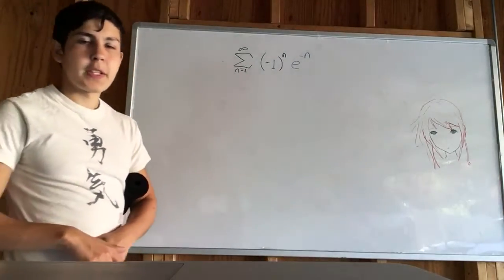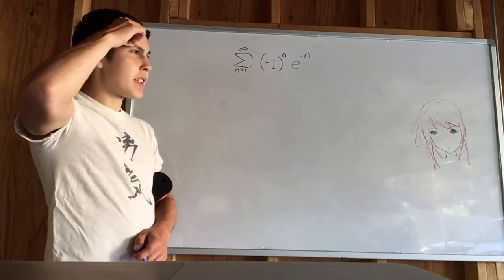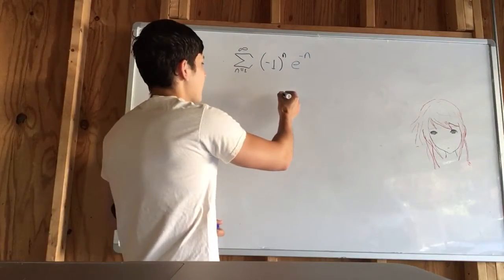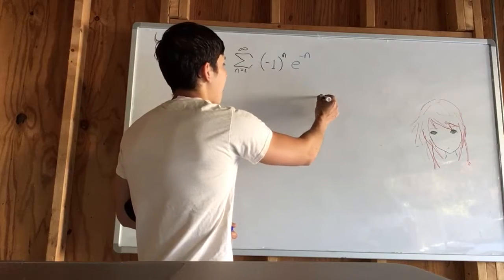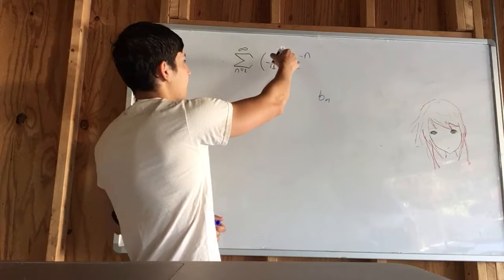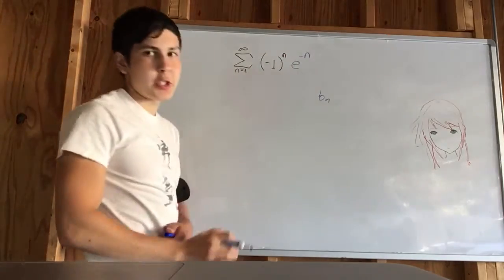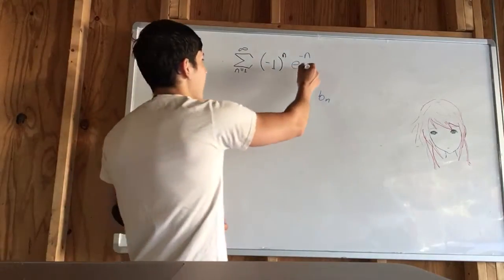Okay, we're going to find out if the series converges or diverges. So we can use the alternating series test. The alternating series test has two conditions. First of all, we have b sub n being whatever is in this series, minus the part which determines the alternation. So b sub n would be this.